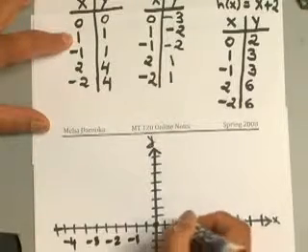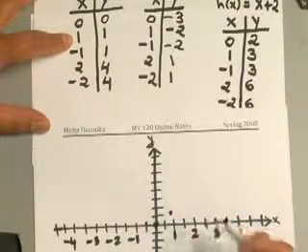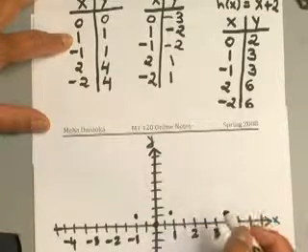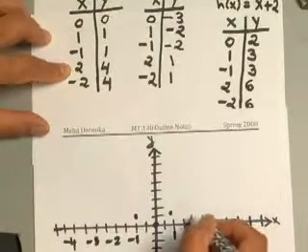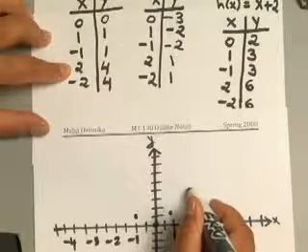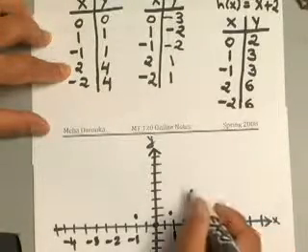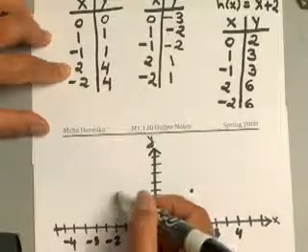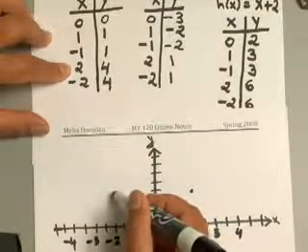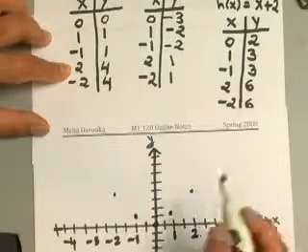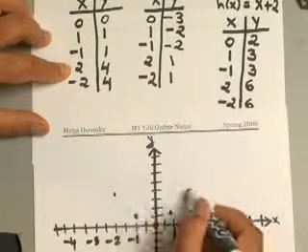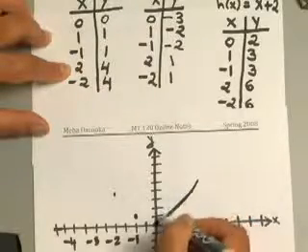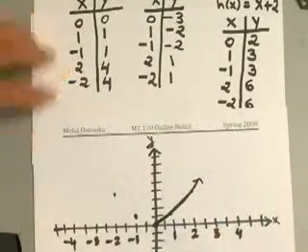So now you have 1, 1, which would be right here. Negative 1, 1 would be right there. 2, 4, so that's 2 and 4 would be right here. Okay. Negative 2, 4 would be right about somewhere here. Okay, 1, 2, 3, 4. So go ahead and graph these. This should be a curve that looks something like this.